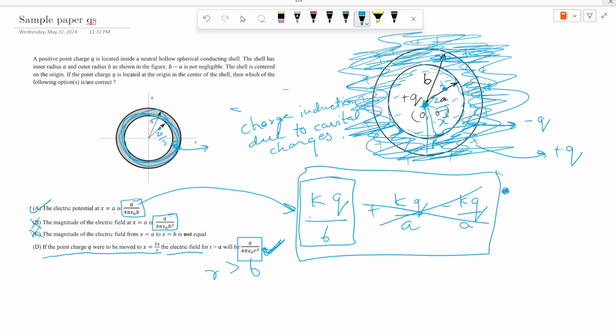Because then the whole shell acts like a point-sized charge. But because it is a conductor as written here, the electric field is 0, and that is because the charge is actually at the shell and these two charges are cancelling out each other's electric field. That's why we get that this is also wrong. So the right answer should be this. Thank you.